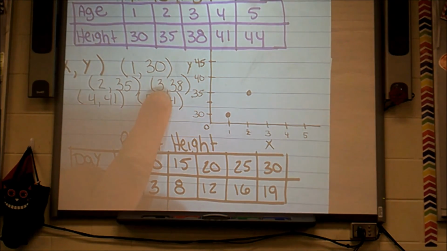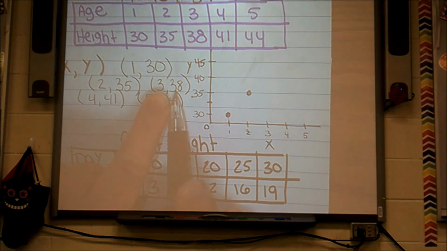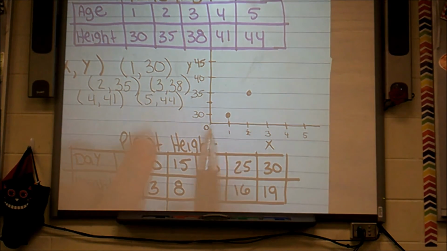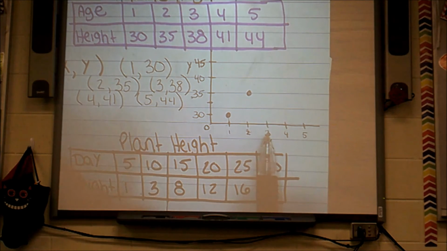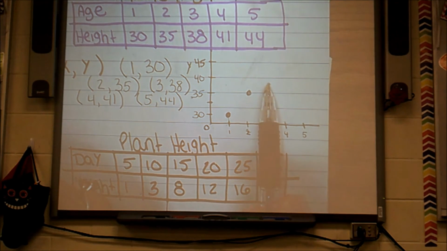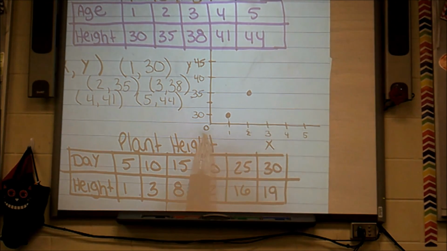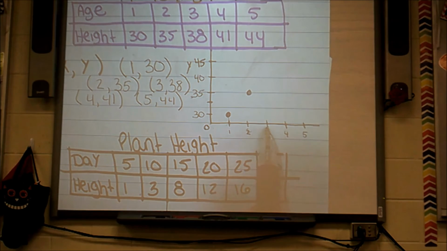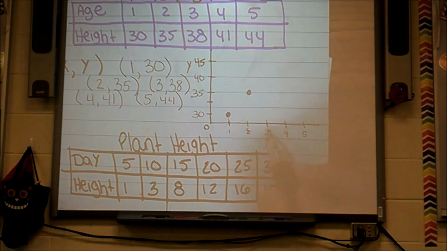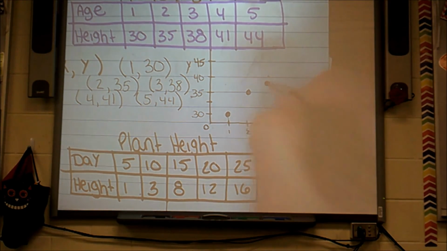My next point says when he is 3, then he is 38 inches. So I go over to the 3, and I go up to the 38. Now, on this coordinate grid, I don't have a 38, but I know that 38 is going to be between my 40 and my 35. So I can do an intelligent estimate and go over to my 3 and then go up between my 35 and my 40 and plot a point there.